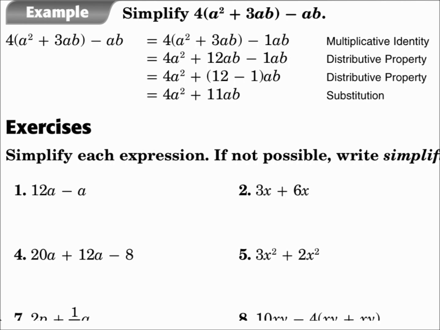Also, 12ab and minus 1ab are like terms, so you can use the distributive property to put those together. The 12 for the ab and the minus 1 for the ab can become the quantity 12 minus 1 times ab, and 12 minus 1 times ab becomes 11ab. Always have your answer in simplest form.